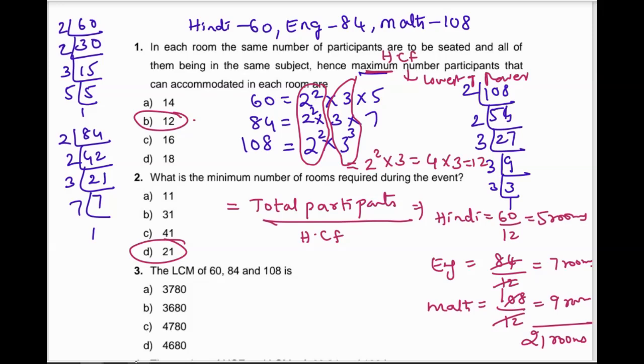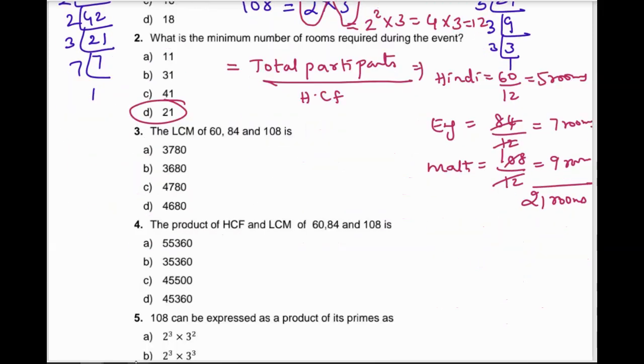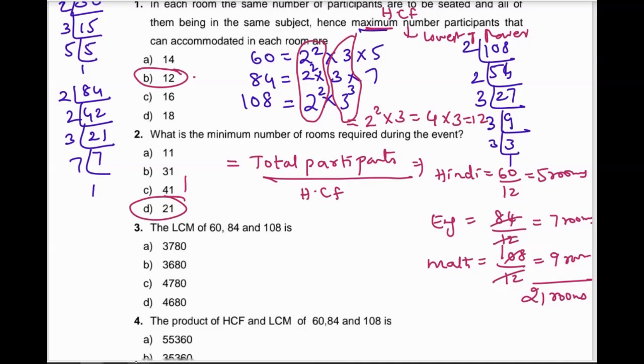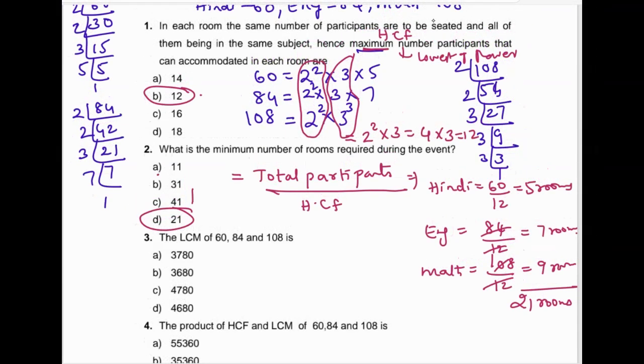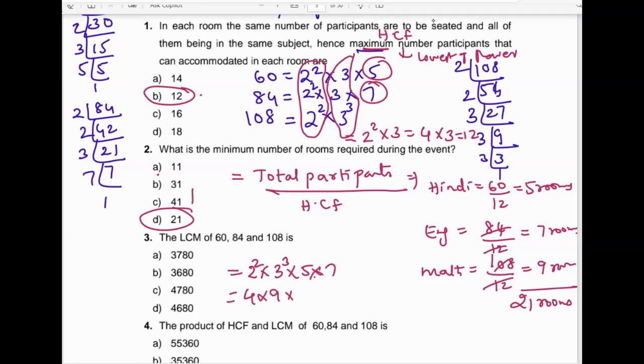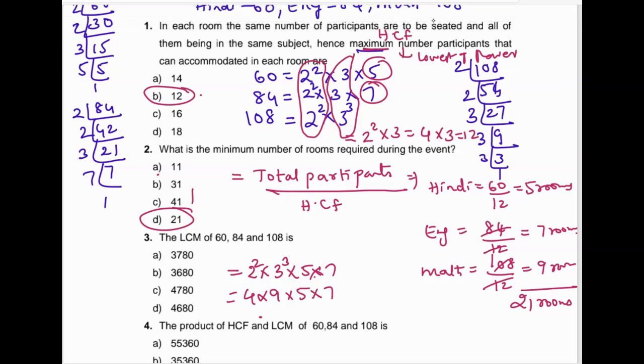Then moving with the next question, we have the LCM of 60, 84 and 104. What is LCM? We just take the highest power. The highest power among all the three numbers is 2 square, then 3 cube, then the terms which are left are 5 and 7. So if you multiply, it will be 4 into 9 into 5 into 7, and if you multiply all this, we get 3780.